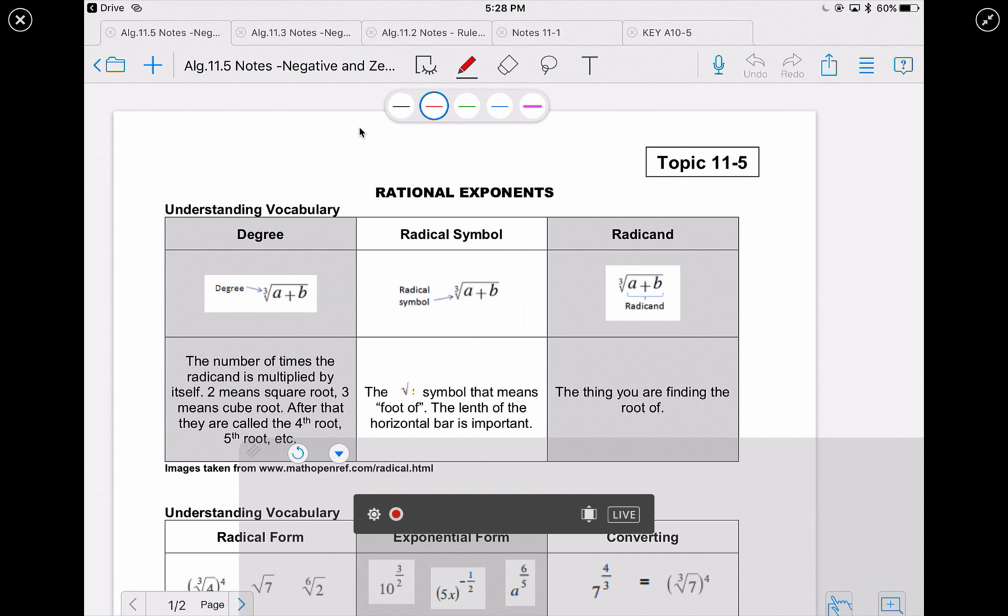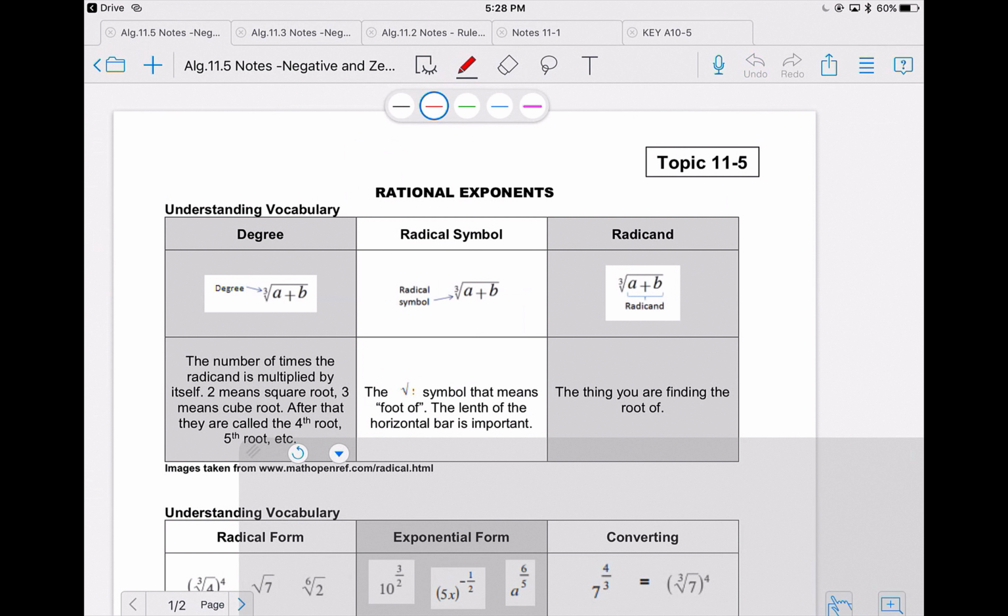This video covers topic 11.5 over rational exponents. There are a few quick vocab words that you need to understand. If we say the word degree, the degree means the number of times the radicand is multiplied by itself. It is the number that is listed on the outside.